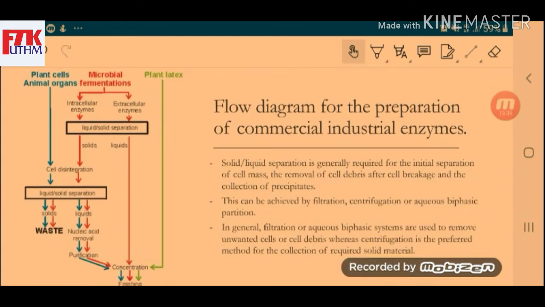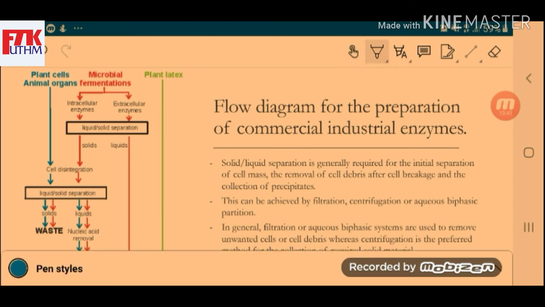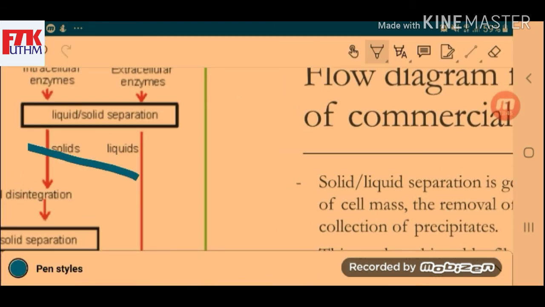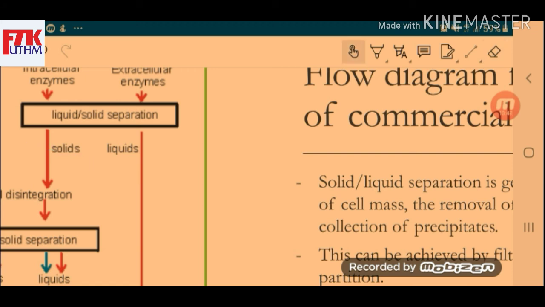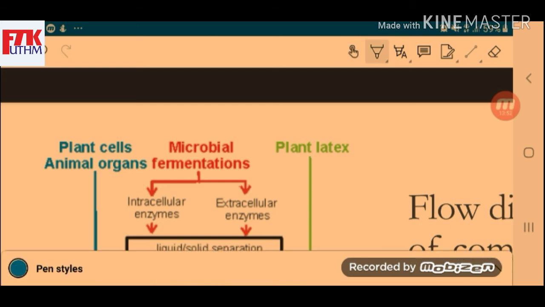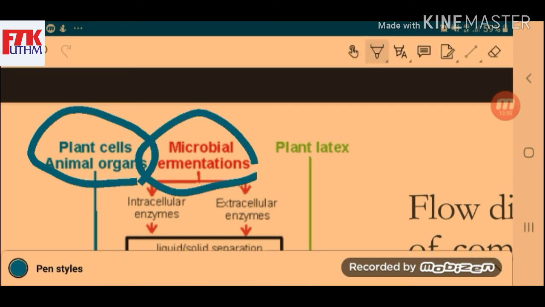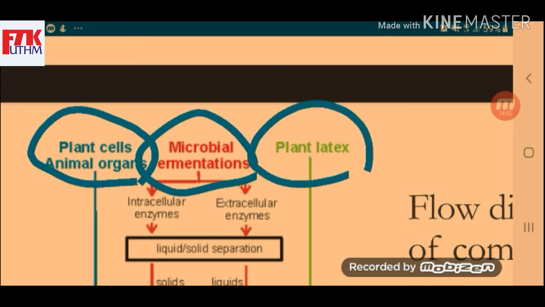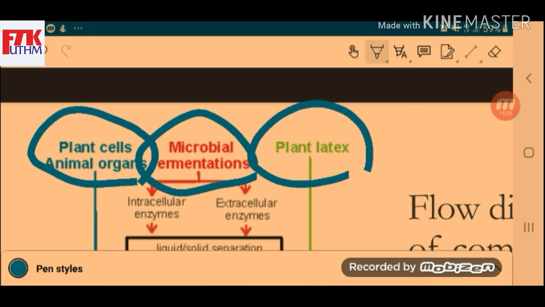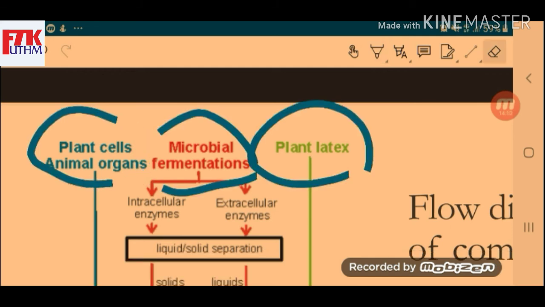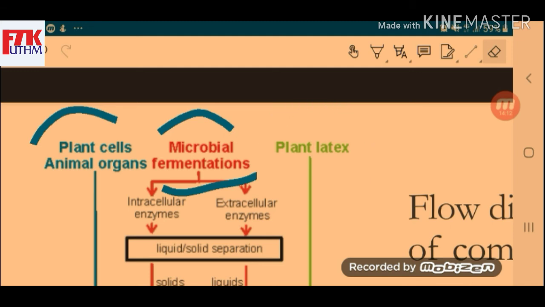Okay, so the last slide is to show the flow diagram for the preparation of commercial industrial enzymes. So you can have three sources of your enzymes. Most are from microbial fermentation, but you can also have other sources, for example plant cells, animal organs, or plant latex here. So from this preparation, you can get your enzymes, whether intracellular or extracellular.